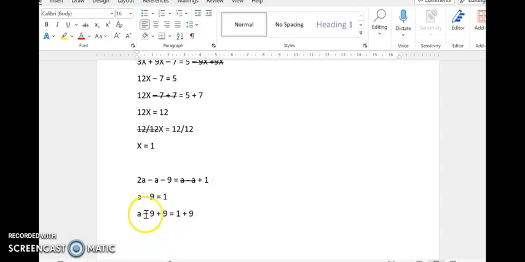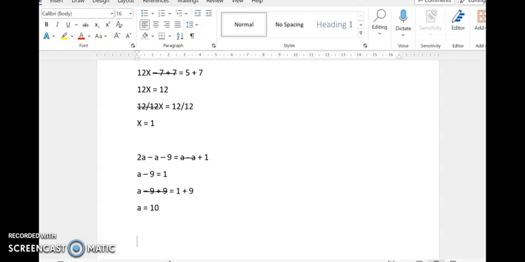So this minus 9 plus 9 crosses out, leaving me a on that side. A equals 1 plus 9 is 10. Okay? All right. Let's see what else we have. Let's try one that's a little bit harder.